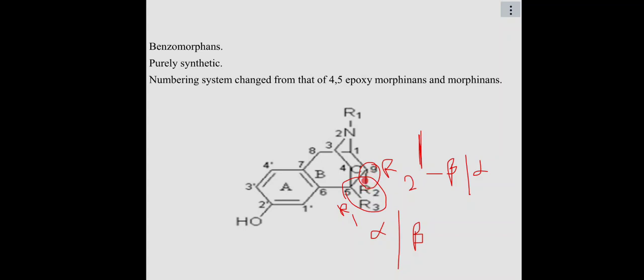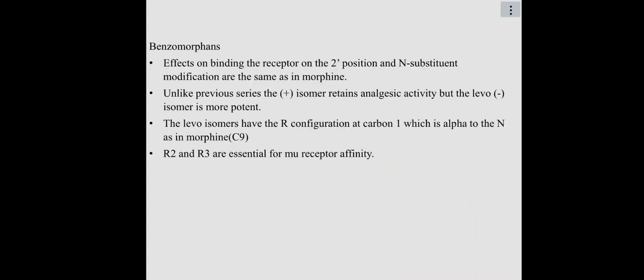So the R2 can carry either the alpha or beta orientation, but when it carries the beta orientation, you have much higher activity, but that much higher activity will also correspond to much higher toxicity, and therefore you don't use them clinically. I will draw those structures showing you examples of the beta orientation and the alpha orientation.